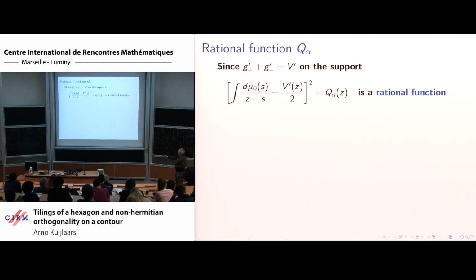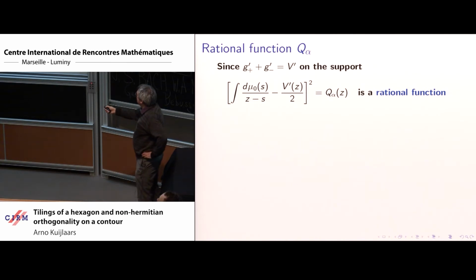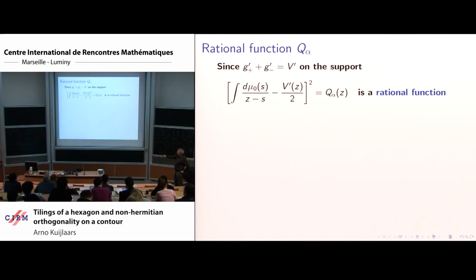If you play with that, you will see that this is actually G prime, the Cauchy transform of your measure. G prime minus V prime over 2 will have the property that its limiting values from the left and the right differ by a sign only. That comes out from this, which means that if you square the thing, it becomes continuous, and in particular analytic. So this function will be analytic across the contour. That's very special.